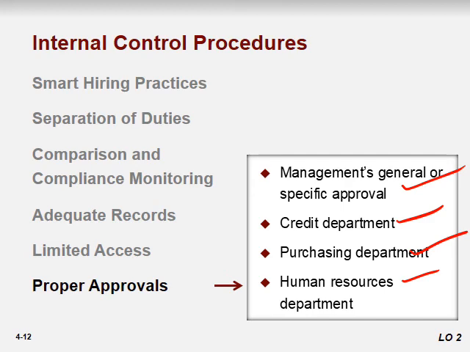The last one is all personnel decisions. Decisions like hiring, firing, and pay adjustments should be handled by a separate human resource department that specializes in personnel-related matters. So we just finished the internal control procedures. Let's move forward.